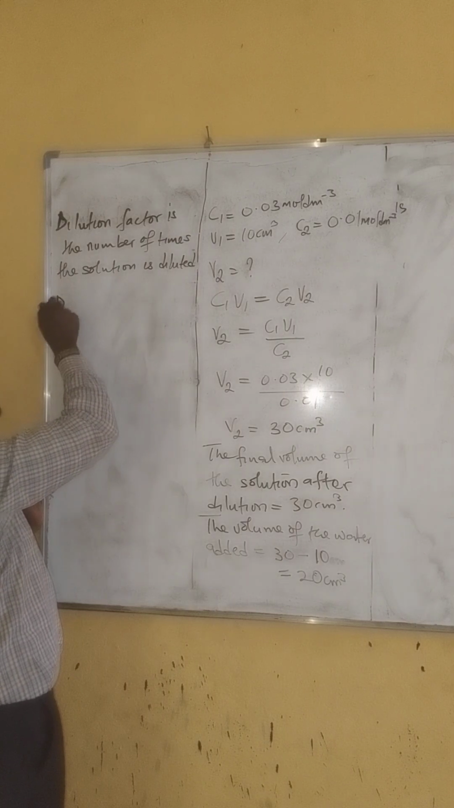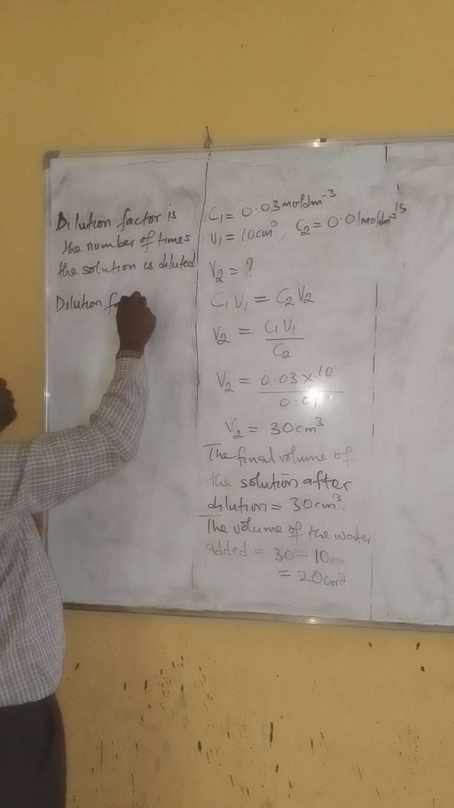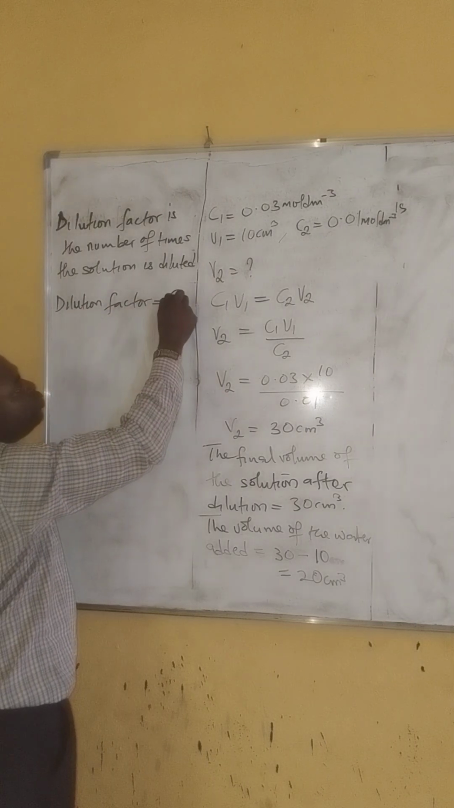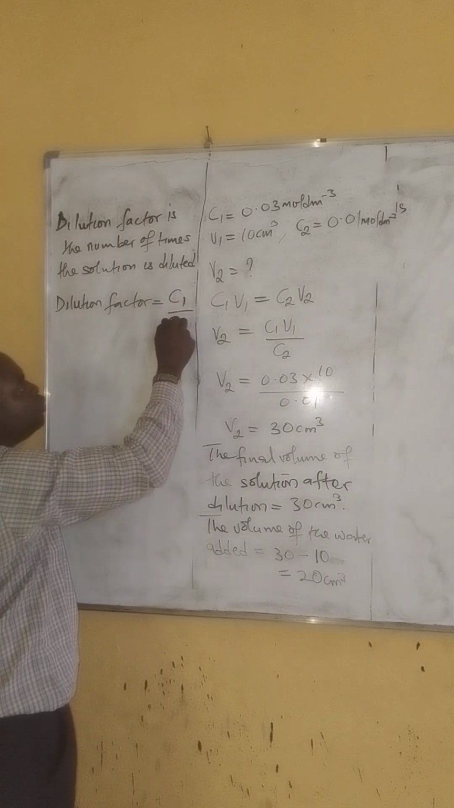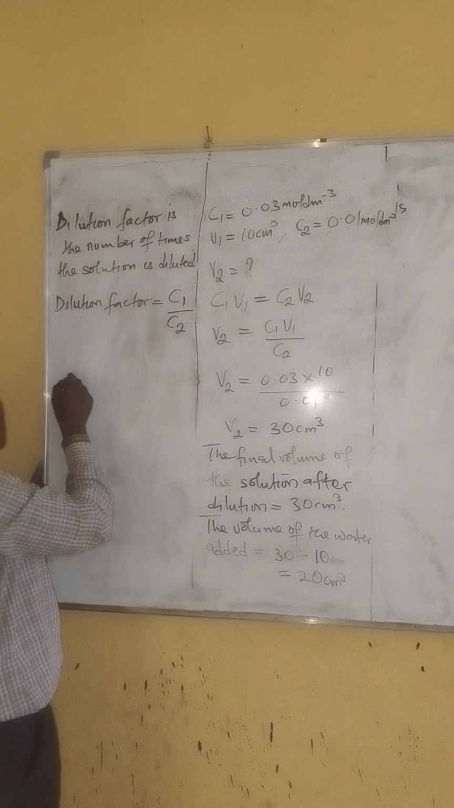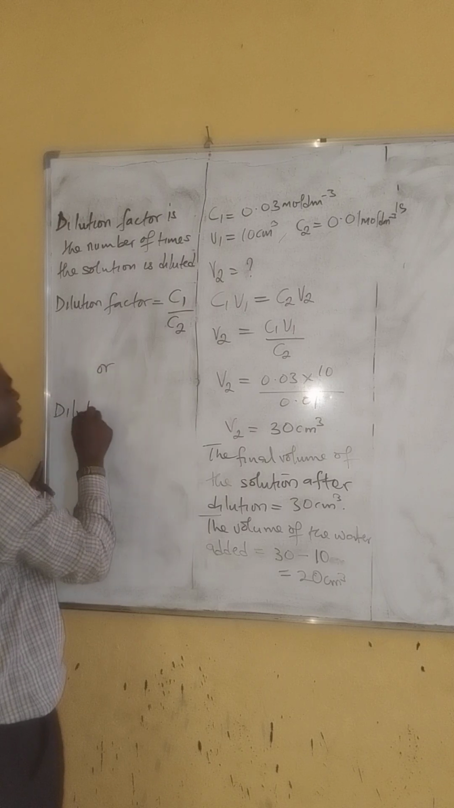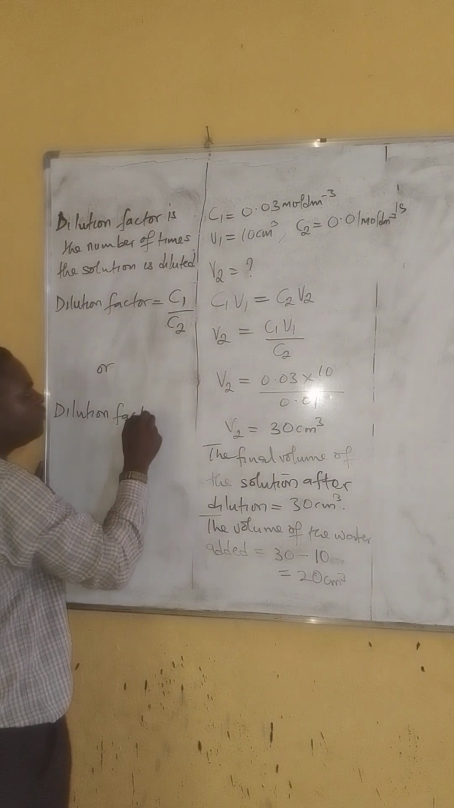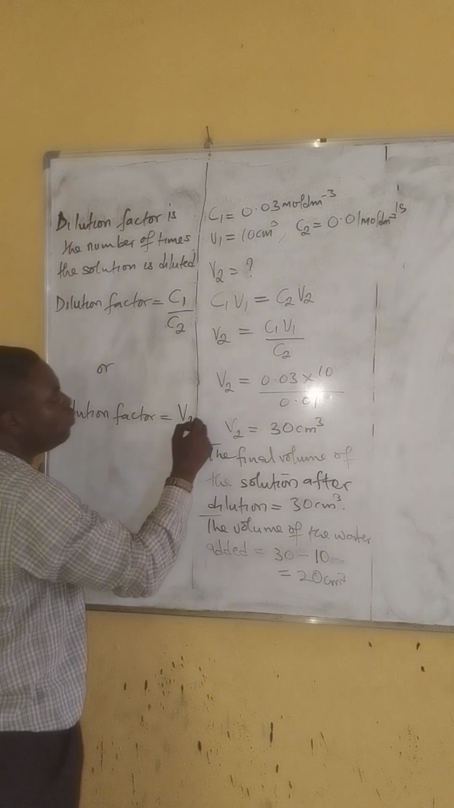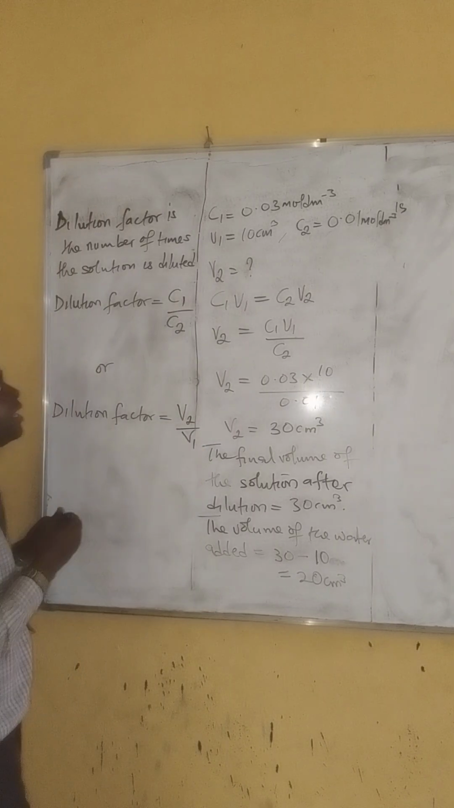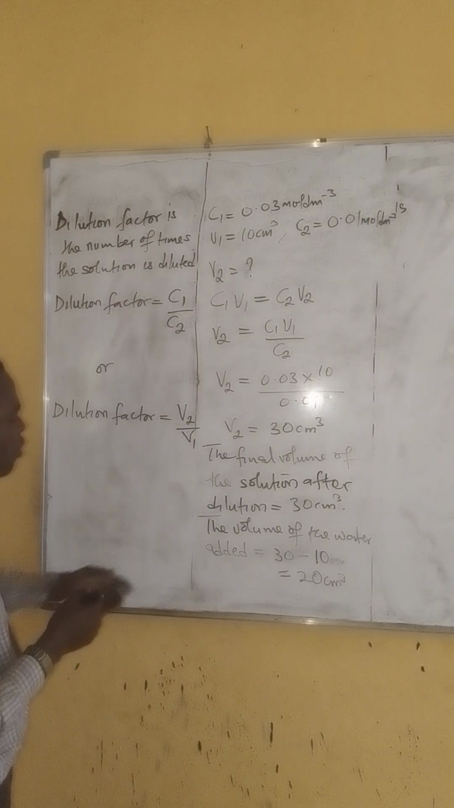Now, dilution factor is equal to C1 over C2. So we also have dilution factor is also equal to V2 over V1. You can see here, 1 is up, 2 is down here, but here 2 is up, 1 is down. So what do we do?